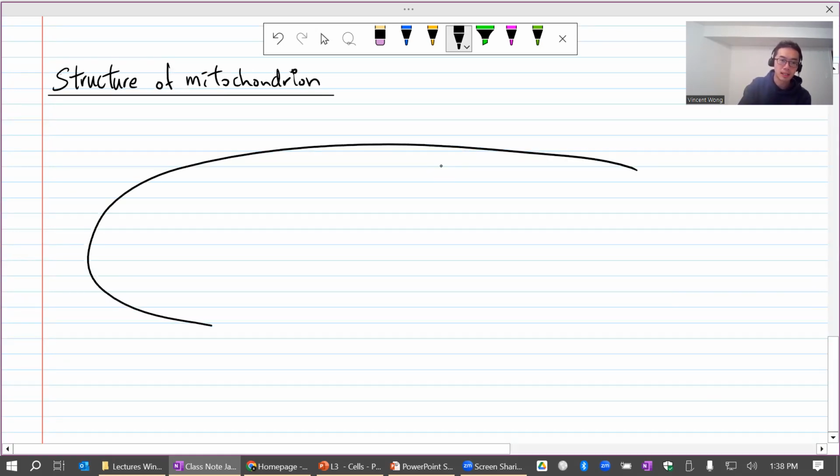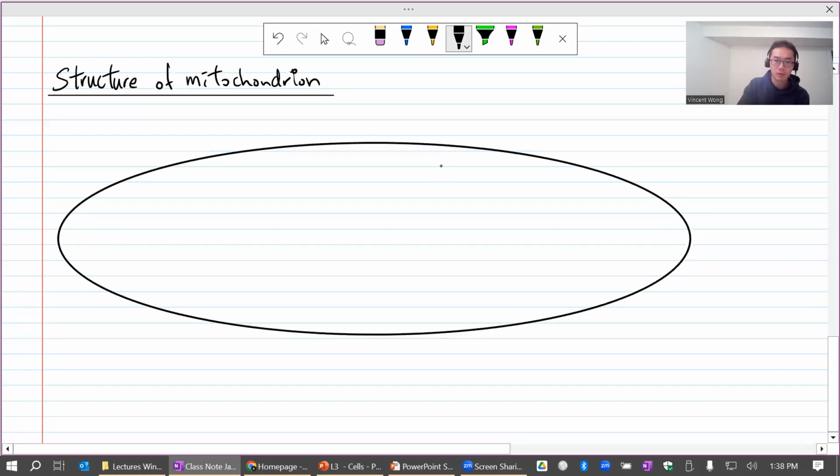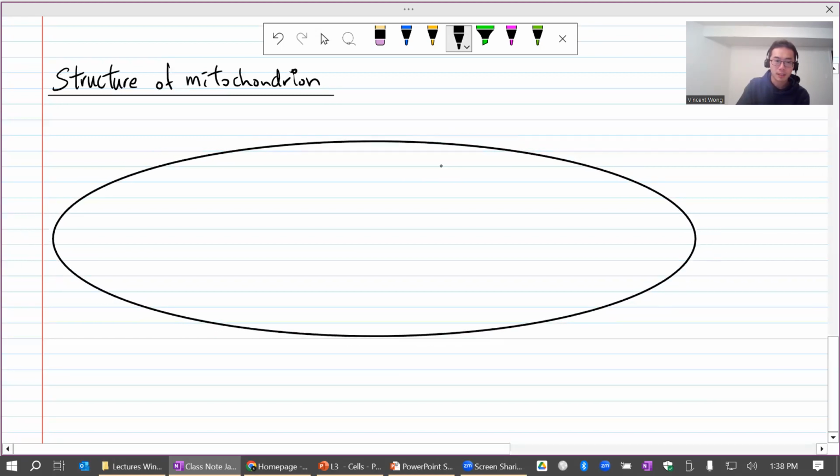So it's going to look like this. It's going to have an oval shape. This is the outer membrane. When I say membrane, it's the same stuff that makes up the cell membrane. It's like the phospholipids.